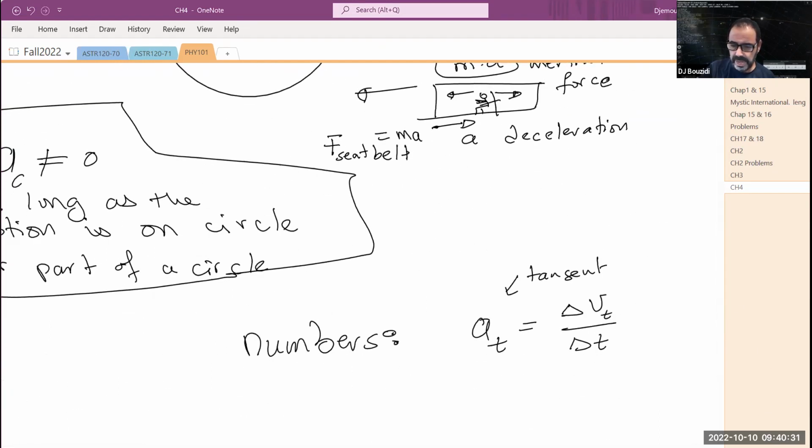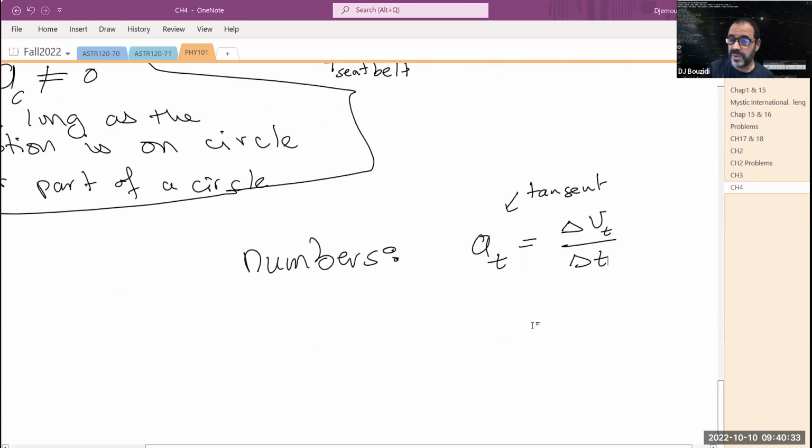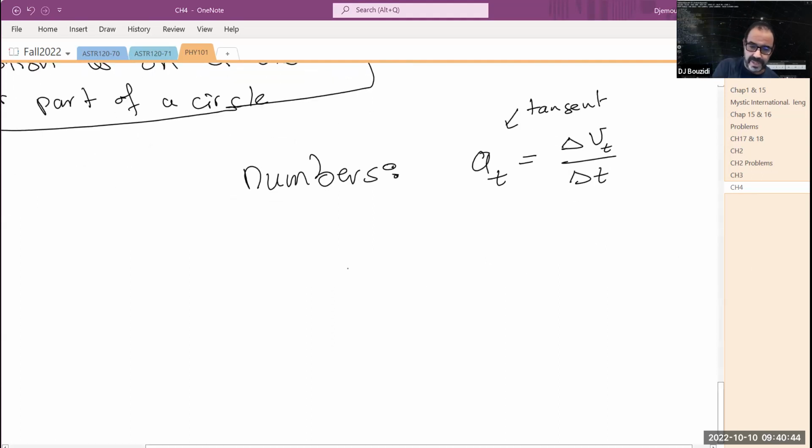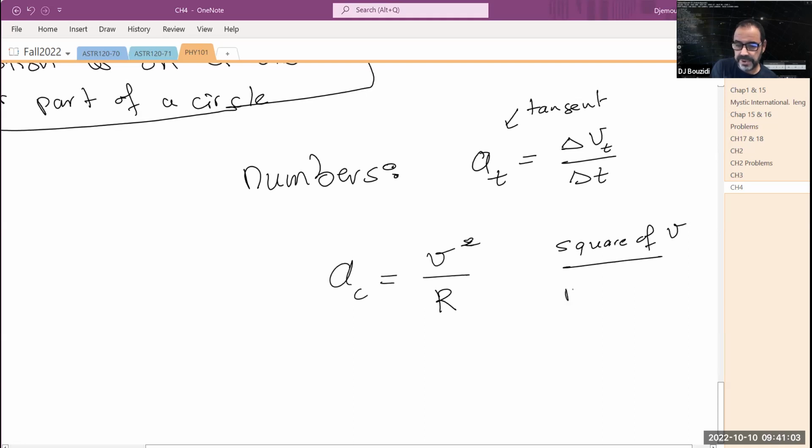Now, how do we find AC? That's a good question. Glad you asked it. AC is given by the square of the velocity, divided by the radius of curvature. The derivation for it is a little bit outside of the scope of this course. The square of the velocity divided by the radius. I'm going to leave it as such because radius could be two things.